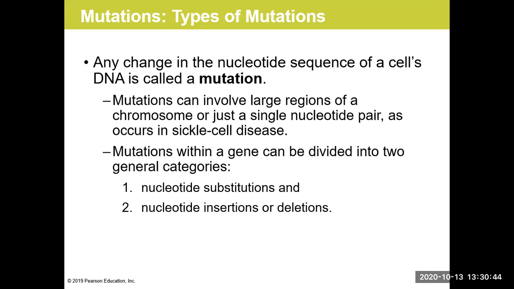In general, mutations within a gene can be divided into two broad categories. The first is nucleotide substitutions, that means one nucleotide gets replaced by another. And the second is a group called nucleotide insertions or deletions. It's just like you add something or you delete something.